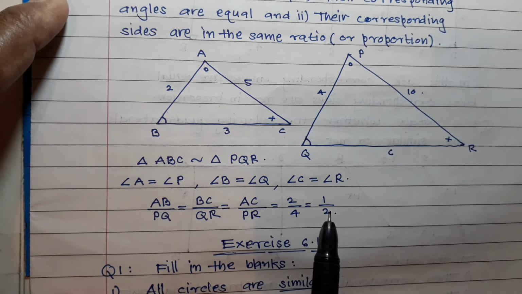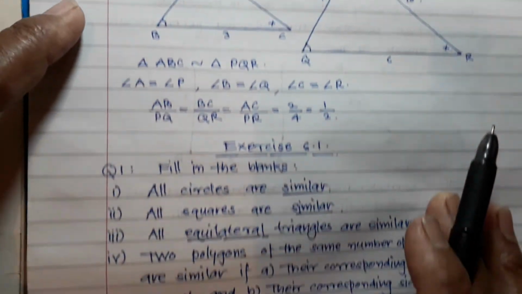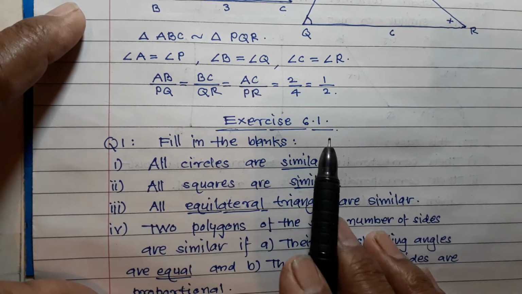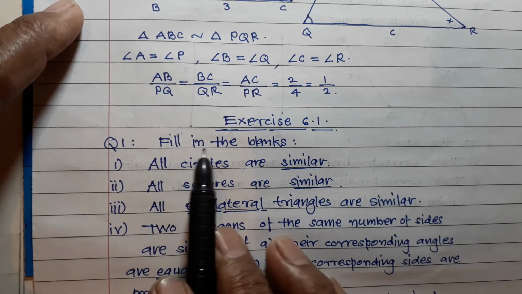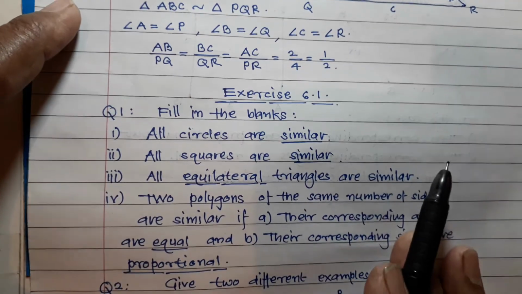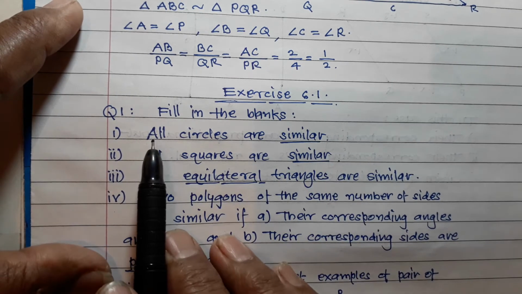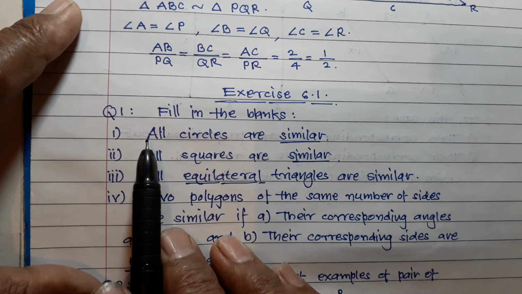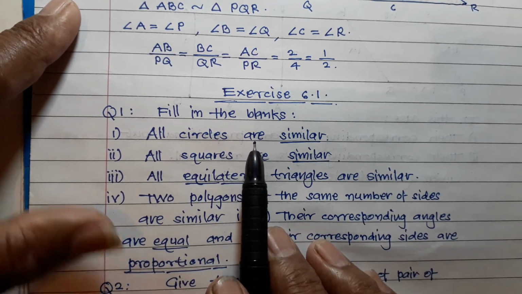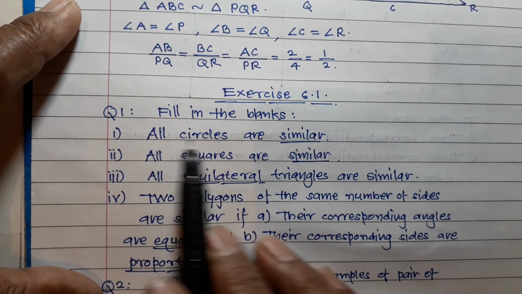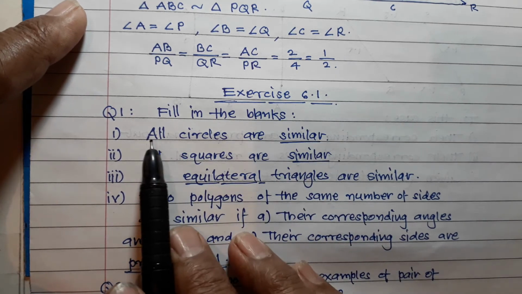Okay, so I try to explain you some examples from exercise 6.1. Question number 1. Fill in the blanks. All circles are similar. Okay, now you remember this. All circles, because their radii are different, but they are in the same shape. Okay, so remember this point.